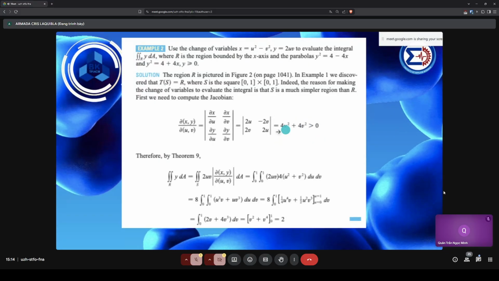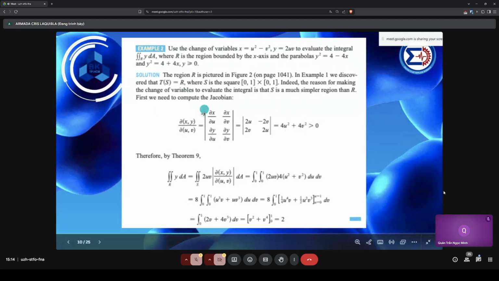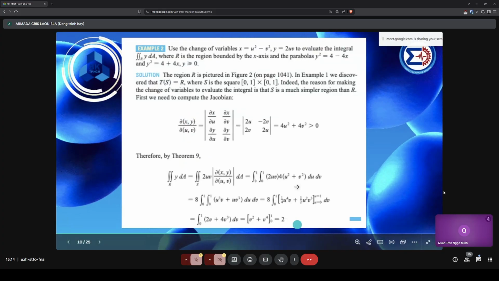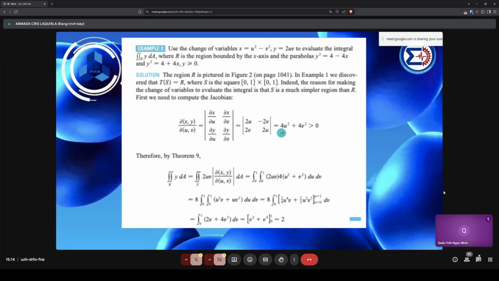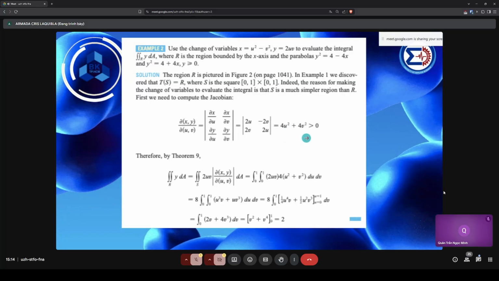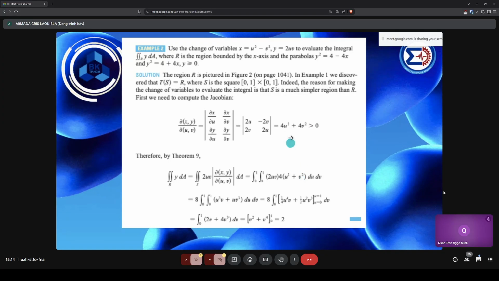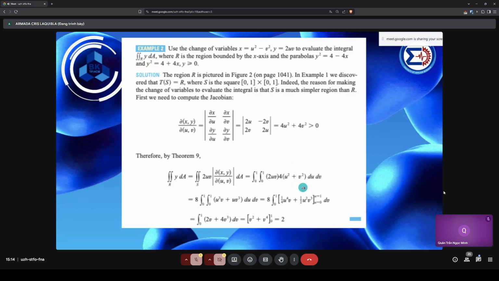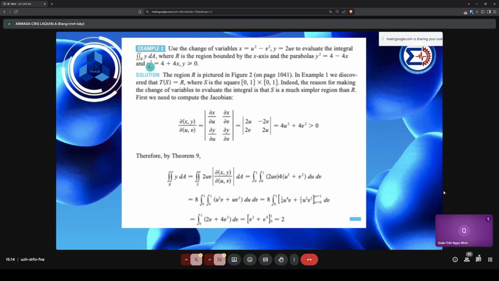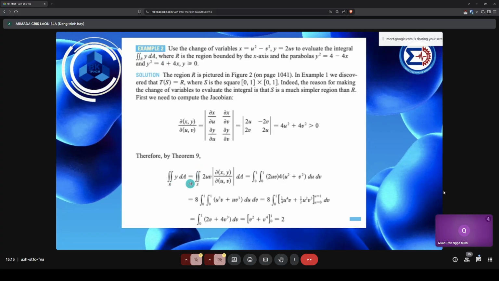Okay, and this one is always greater than 0. This is your Jacobian now. And take the absolute value of that. Now 4 is always positive. Your u squared is always positive. Your v squared is always positive. So if you take the absolute value, still the same. It should be like this. Just factor out 4 there. Now, the one that we're going to solve is the double integral of y dA.